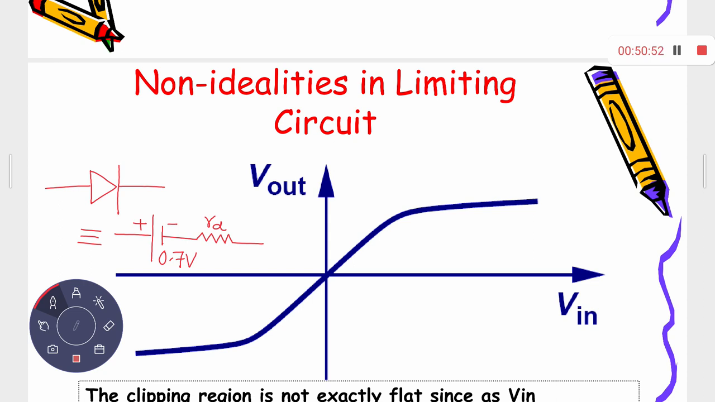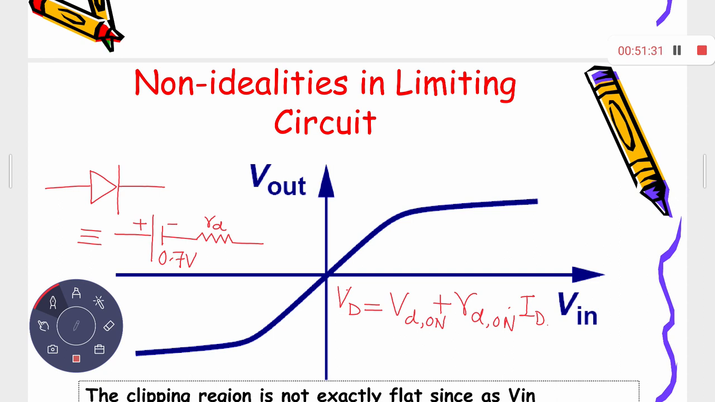But remember, the diode is not actually ideal. It's not like only 0.7. You should also have a resistance. Although the value of this resistance is very small, you have some resistance. So the voltage across the diode, if I call it VD, is nothing but your VD on plus RD on times ID.